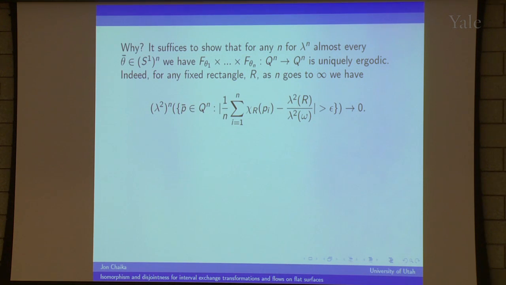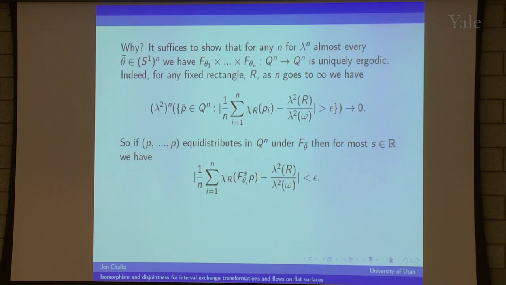Okay, so for a fixed n, this is the set where we hit a rectangle either much more or much less than we should, some kind of set of very small measure. Okay, the omega should be a q. Sorry about that. But we are only caring about a measure zero set of points, our p comma dot dot dot p.